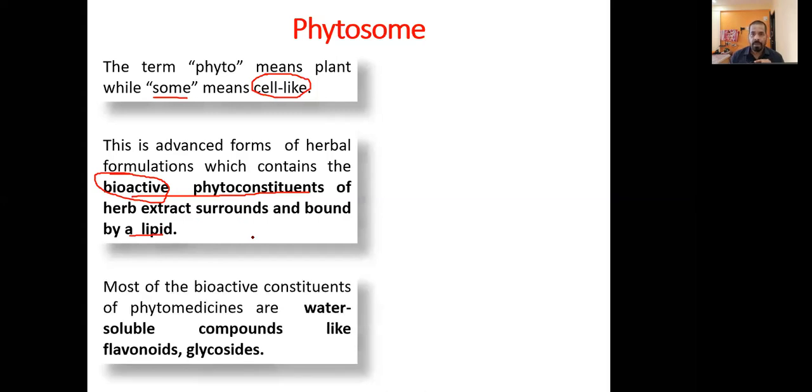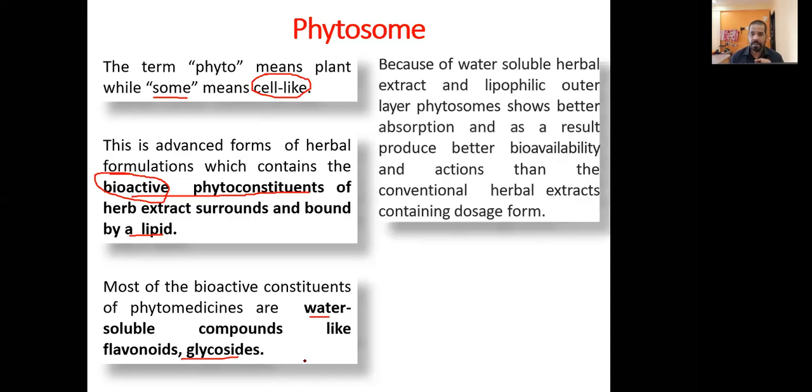Most of the bioactive constituents of phytosomes are water soluble compounds like flavonoids and glycosides. So water soluble compounds like flavonoids and glycosides are converted into the phytosome novel drug delivery system. Because of the water soluble herbal extract and lipophilic outer layer, phytosome shows better absorption, and as a result produces better bioavailability and action than the conventional herbal extract containing dosage form.